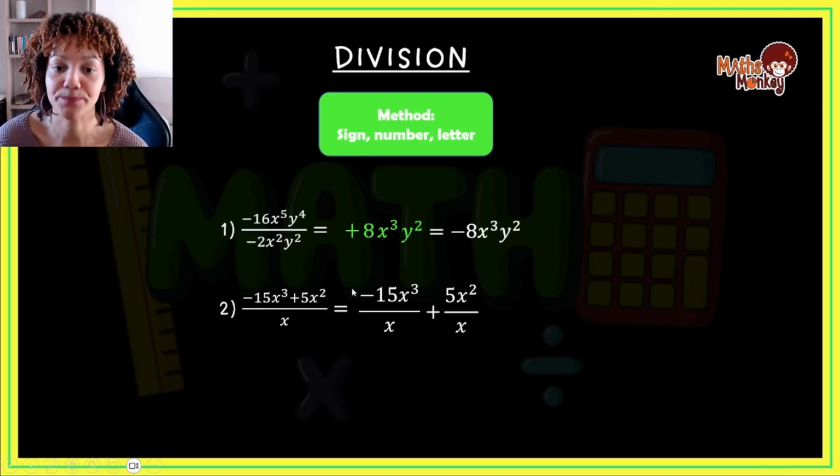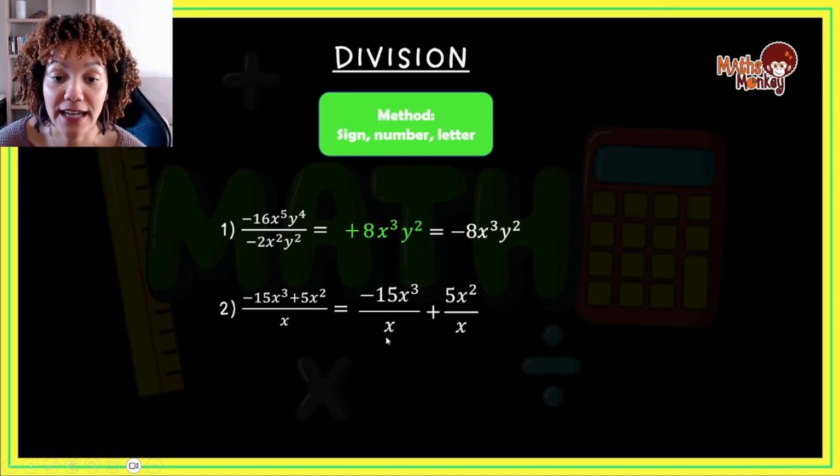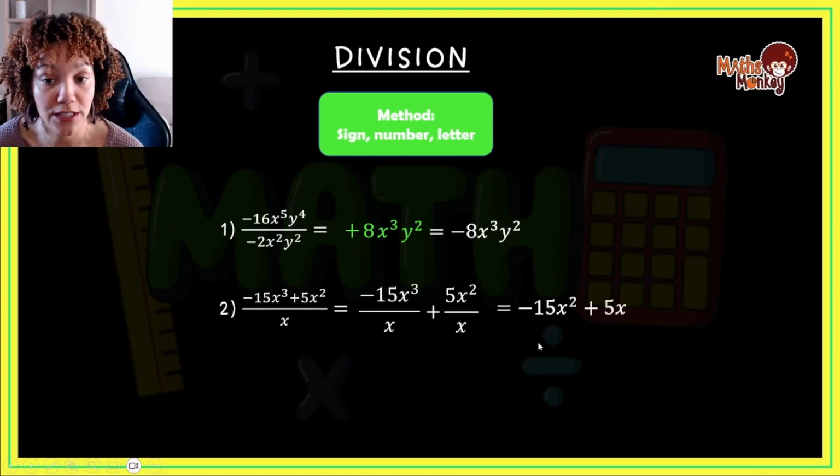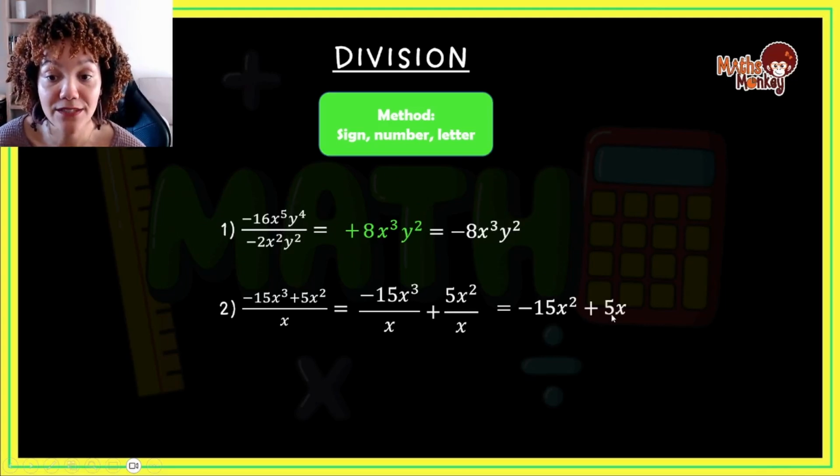So watch this. This divided by this is negative divided by positive, which is a negative. 15 divided by 1 is 15, and then x to the power of 3 divided by x, remember I subtract the powers, gives me x to the power of 2. The same with this one. I've got positive divided by positive is a positive. 5 divided by 1 is 5, and then x to the power of 2 minus x to the power of 1 gives me x to the power of 1 there.